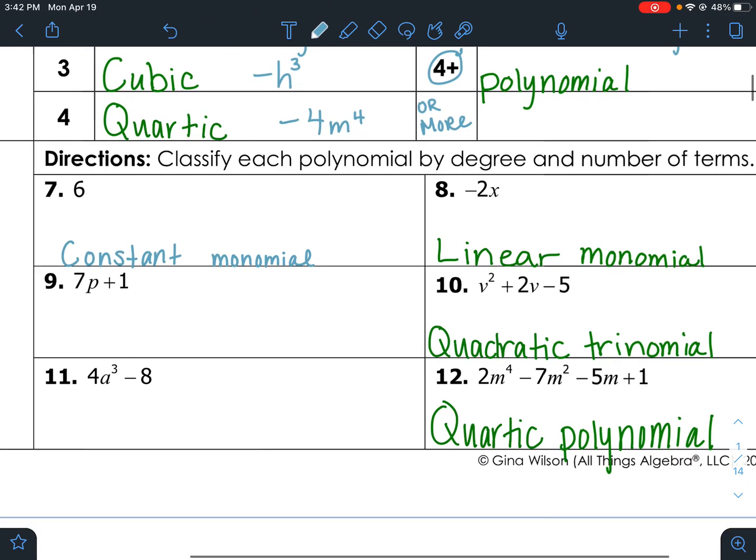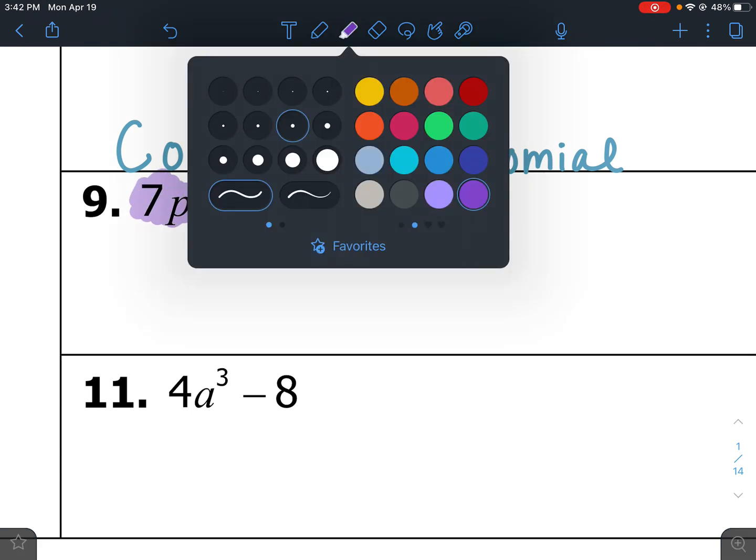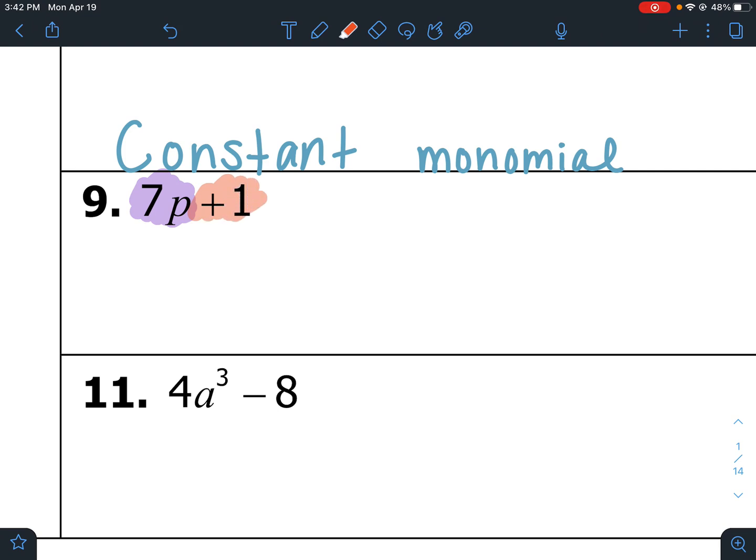I've done 8 for you. Again, it's one chunk, monomial, and the x is to the first power, meaning it's a linear. 9 here has two chunks. Chunk number 1 and chunk number 2. Looking at the highest degree, that would be a 1 on my p. So this would be a linear binomial because it has two chunks.